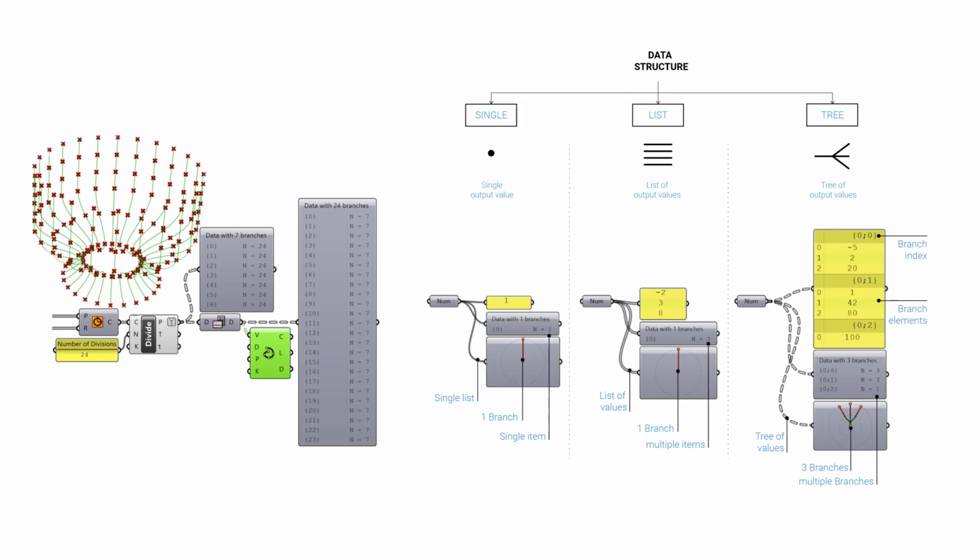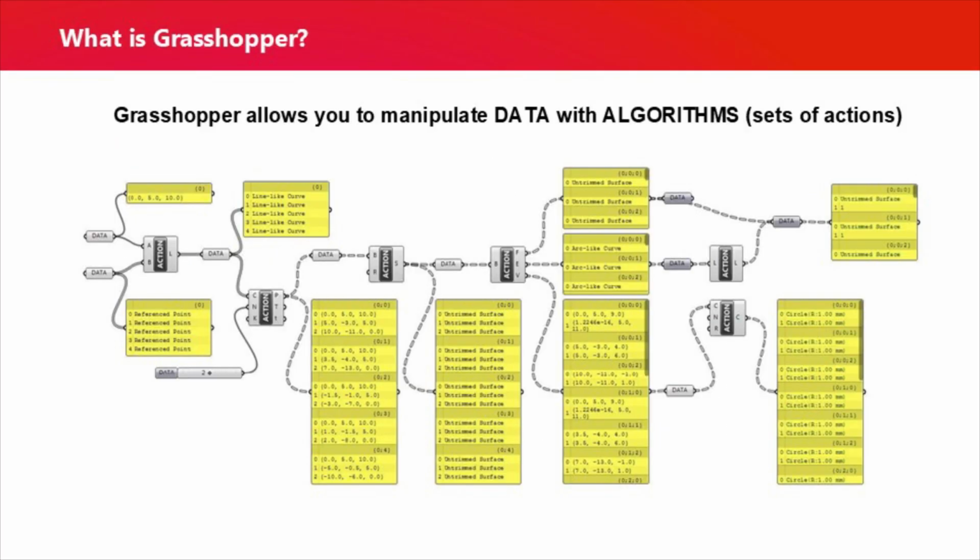At the most foundational level, Grasshopper allows you to manipulate data with algorithms, and these are visual algorithms. So we said that an algorithm is just a set of actions. You have data coming in on the left, it passes through actions or functions in the middle, and then you get the results coming out on the right side. And that's definitely the flow in Grasshopper, which is from left to right. And that's always the case.